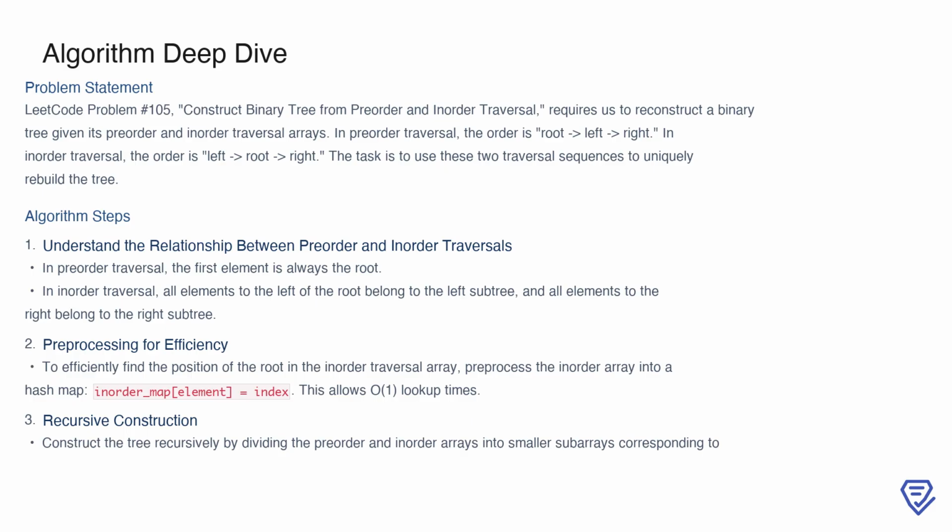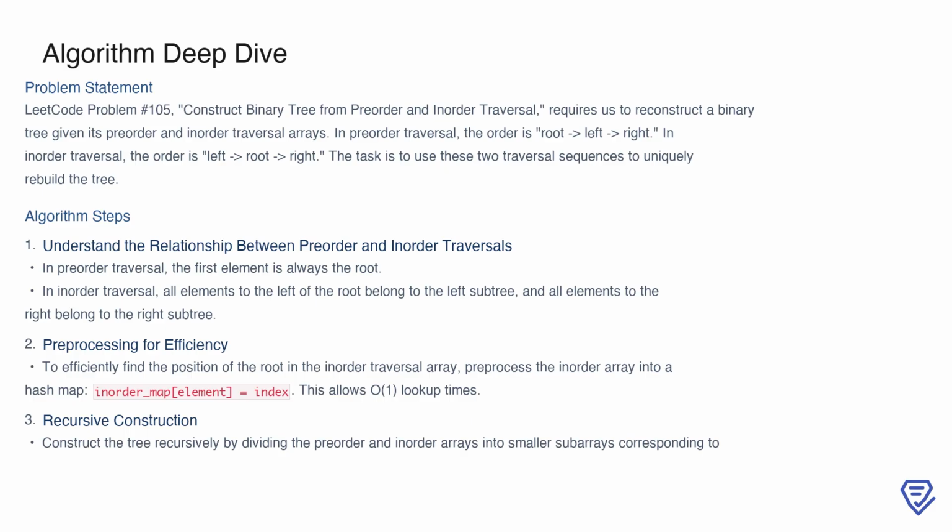In preorder, the first element is always the root of the tree. In the inorder sequence, all elements to the left of this root belong to the left subtree, and all elements to the right belong to the right subtree. To make our solution more efficient, we pre-process the inorder array into a hash map that maps each element to its index. This allows us to quickly find the position of the root in the inorder array.